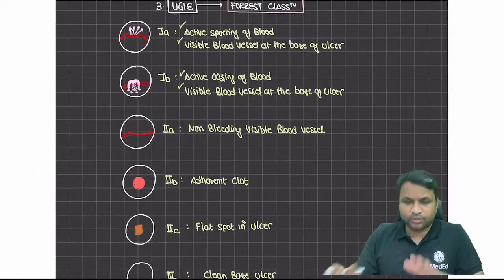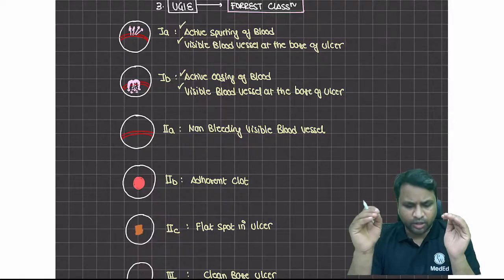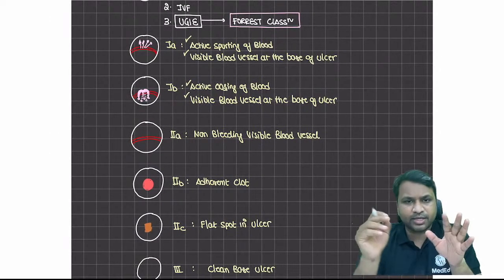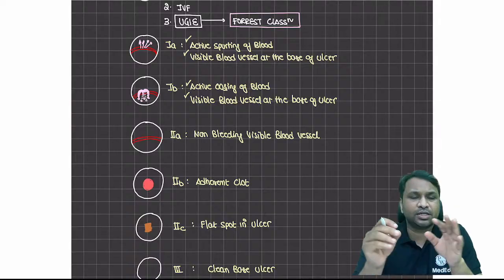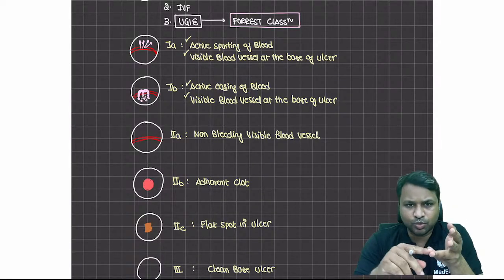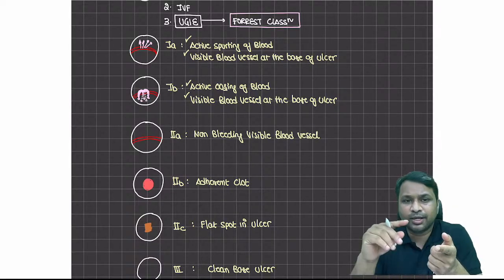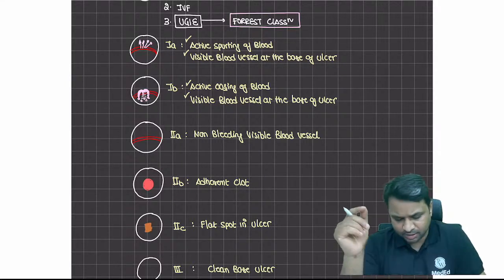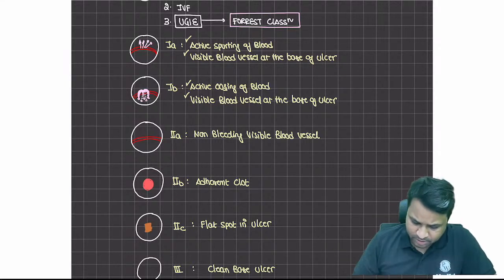So based upon upper GI findings, these are the various components that you have. 1A, there is an active spurting blood vessel, visible blood vessel. 1B, there is ooze. 2A, only visible blood vessel. 2B, there is an adherent clot. There's a flat spot on 2C, and then the clean base ulcer, which is present in this context.